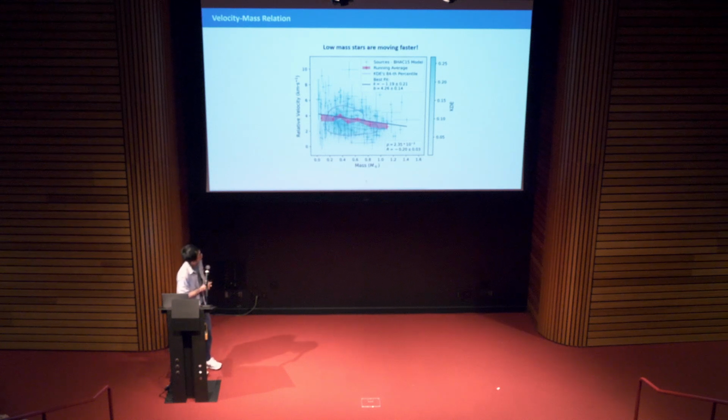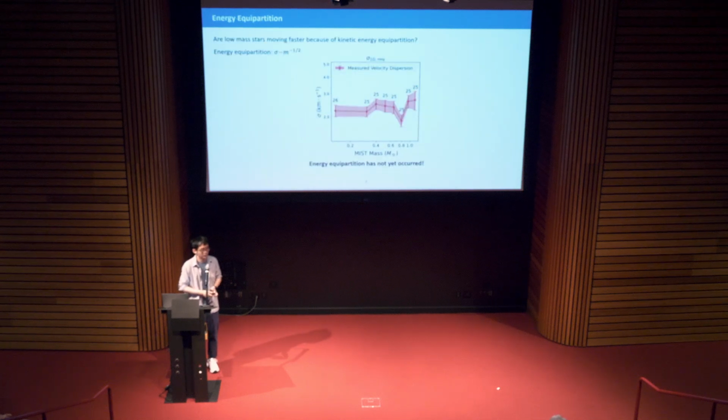It does show a negative trend, either in the best linear fit slope k, or the Pearson's correlation coefficient R in the bottom here, and the red shows the running average. We do observe this negative trend in all 4 different stellar evolutionary models. So the takeaway of this page is that low-mass stars are indeed moving faster compared to their neighbors.